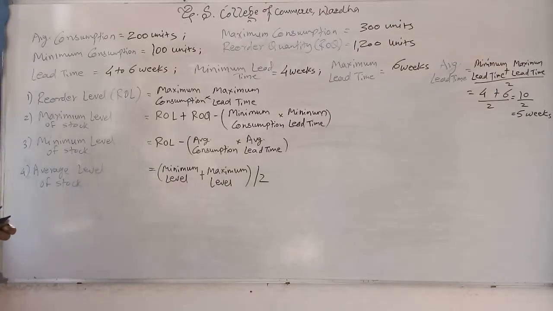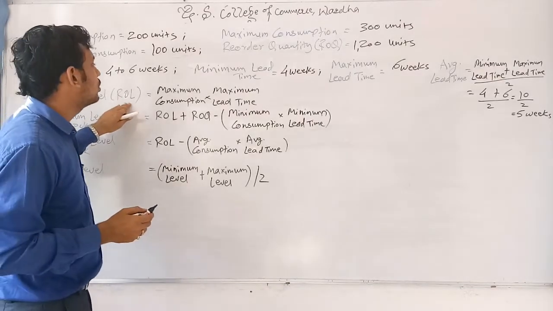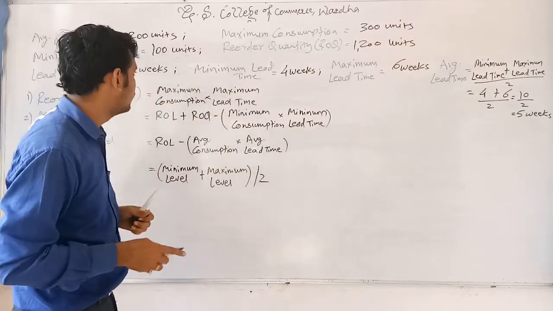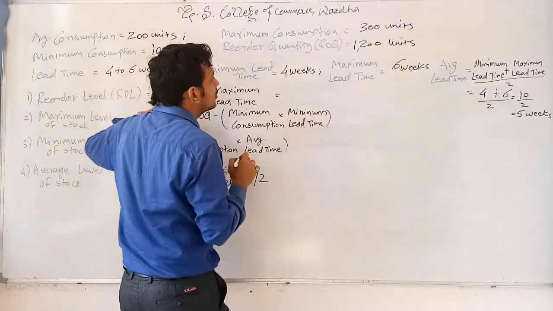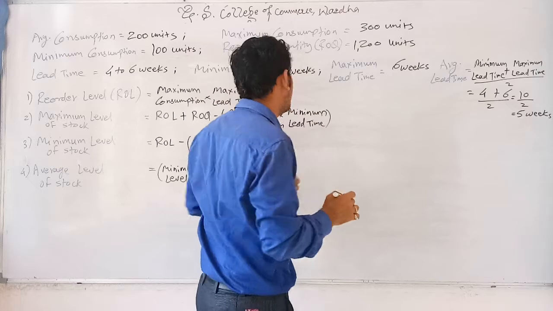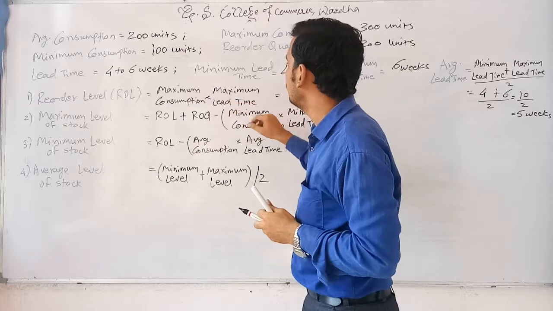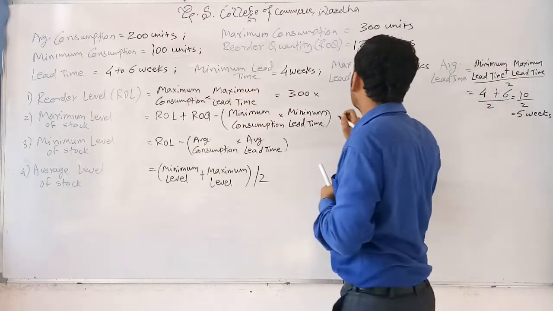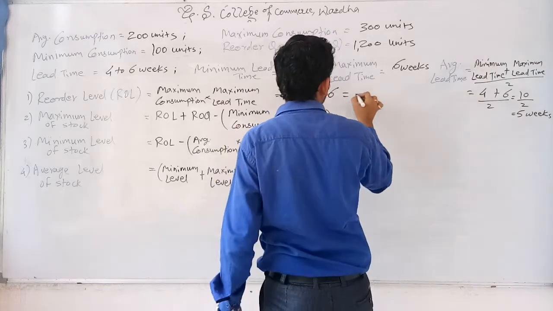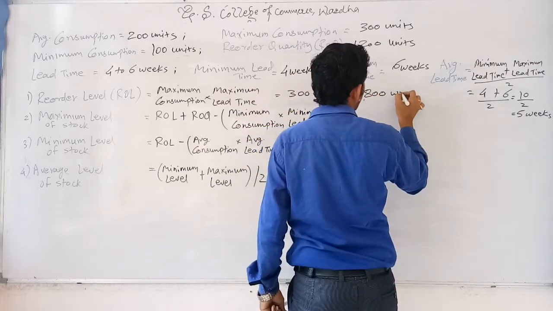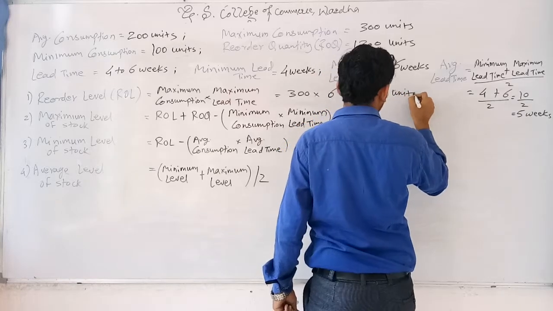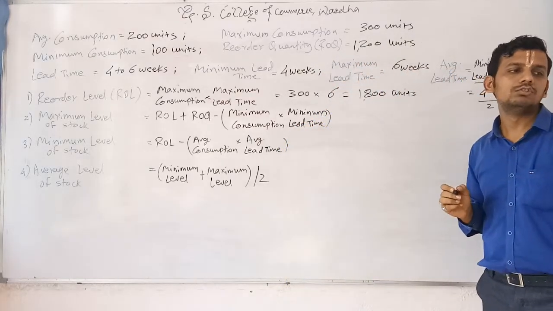The question asks us to calculate 4 things, that is reorder level, minimum level of stock, maximum level of stock and average level of stock. The formula for calculation of the reorder level is maximum consumption into maximum lead time. The maximum consumption for this question is 300 units. So we will write 300 multiplied by the maximum lead time, which is 6 weeks. So it would be 6. That would be 1800 units.